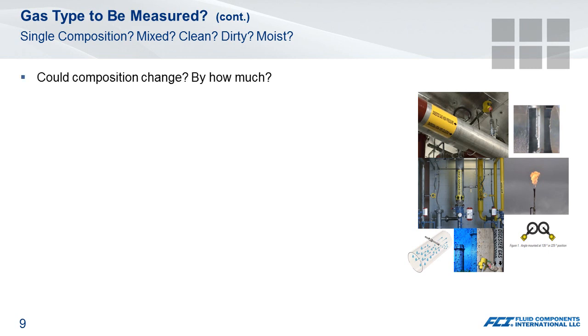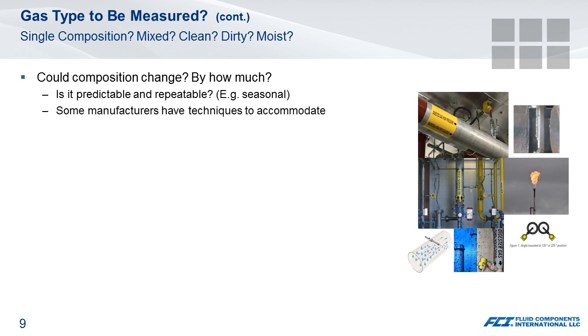For example, seasonality. When I refer to digester gases in the wastewater treatment industry, what the digester gas may be running in the summer is different than it may be running in the winter under colder conditions. And depending on the manufacturer, there's different ways that they may be able to accommodate composition changes if they're predictable and repeatable. So if you know those, you specify those and ask the manufacturer how they're going to accommodate it.